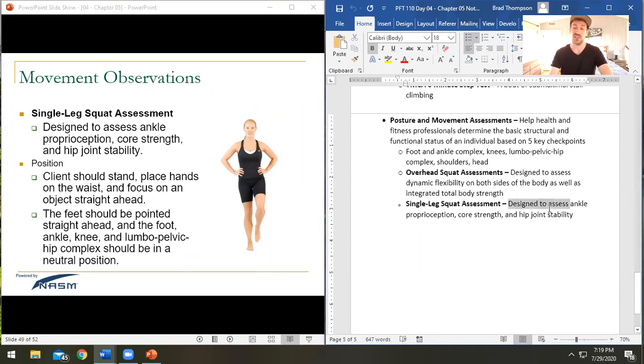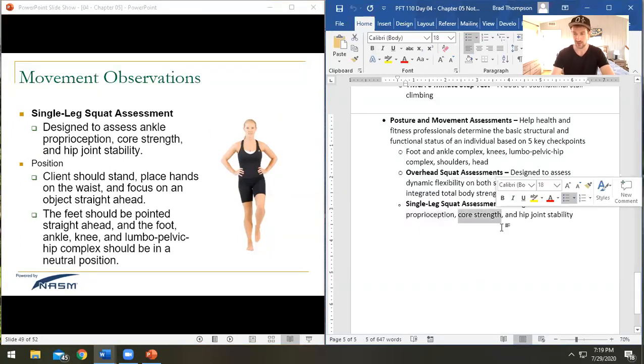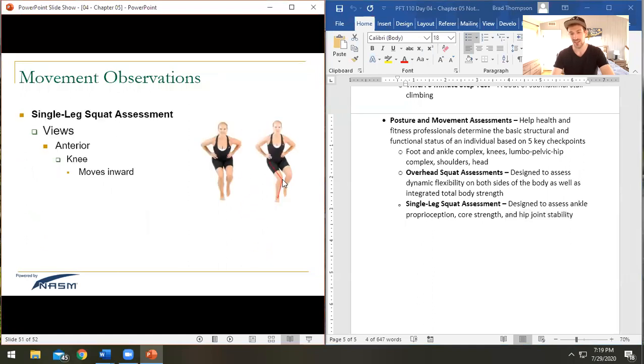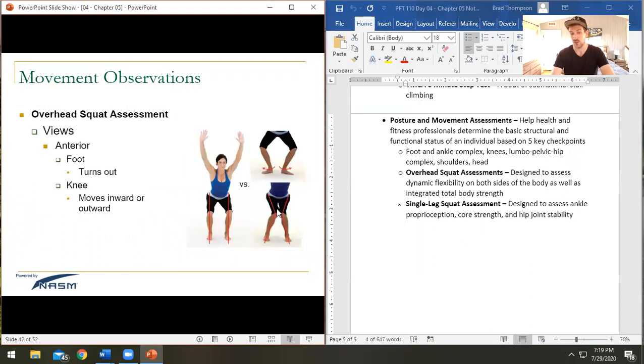And this is designed to assess your ankle proprioception, so your ankle balance, your core strength, so more balance, and hip joint stability, so how well you are able to recruit the muscles around your hip joint to control what is essentially looking at your knee. So what you're looking for is, does it stay in alignment or does it excessively cave in? If it excessively caves in, it actually means the same thing as this version of the knees cave in.